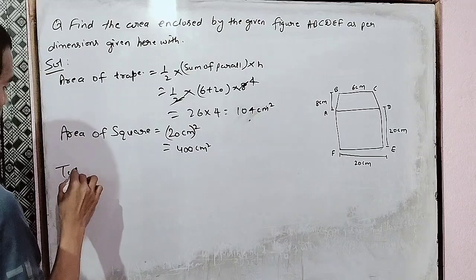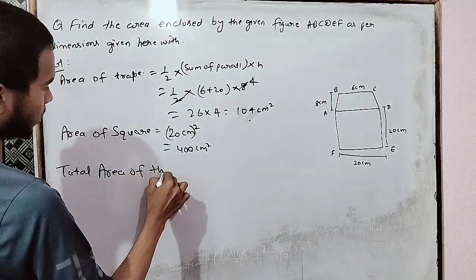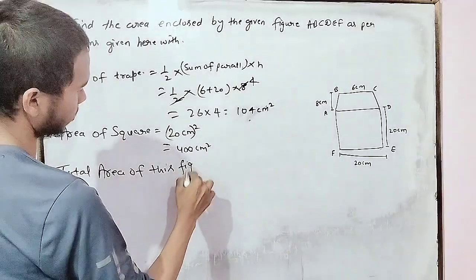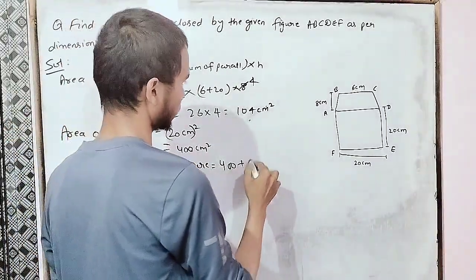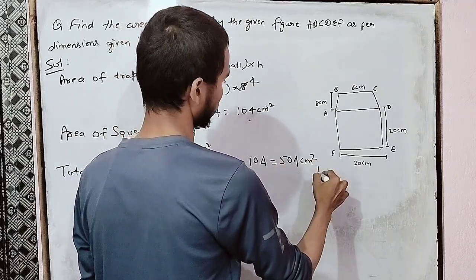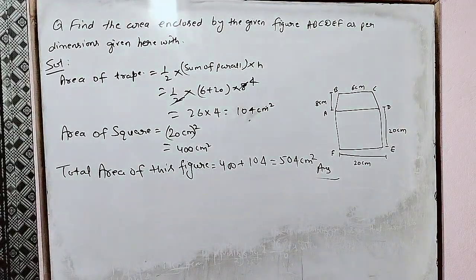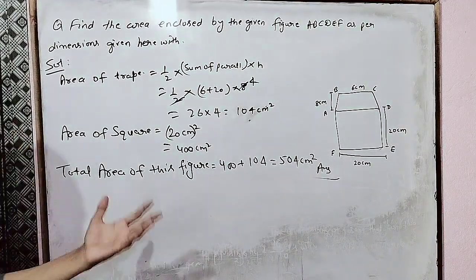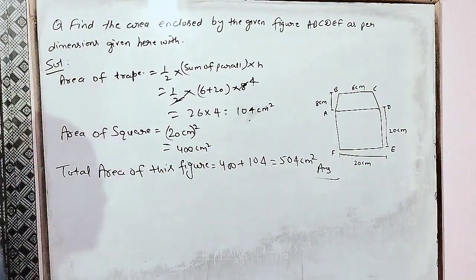So the total area of this figure is how much? 400 plus 104 is 504 centimeter square. Finally, this is our answer. So 504 centimeter square is the total area of this given figure.